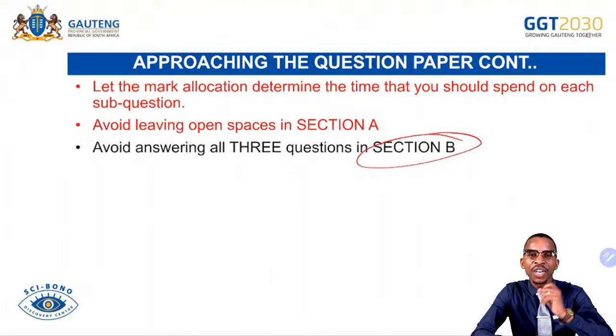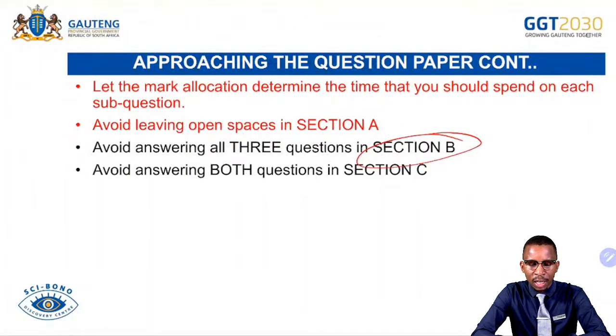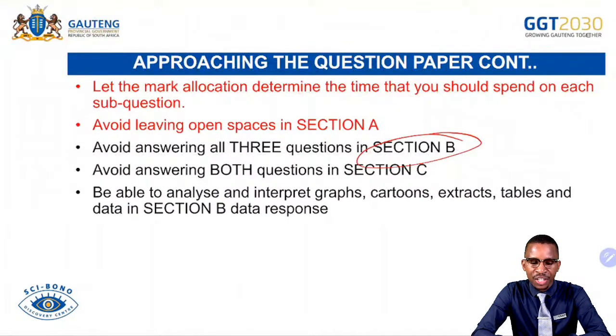Remember, the instruction says, on the given 3 options, answer only 2. Answer only 2, because if you answer 3, the marker will mainly mark the first 2 and leave the last one. Also in section C, avoid answering both questions. Answer only 1, because we are given 2 options. You must answer 1 question. Avoid answering both questions in section C, like I've just mentioned. Answer 1 question according to the instructions.